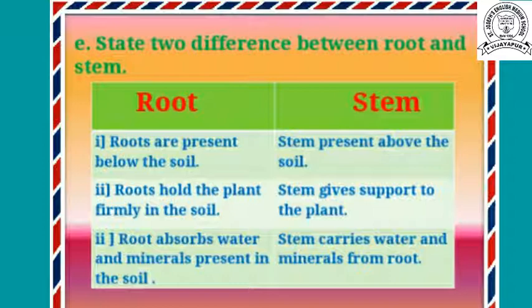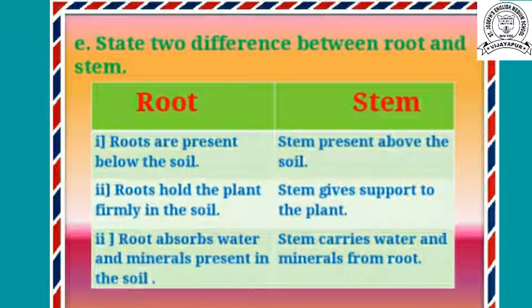Here is the difference, children. Root absorbs the water and minerals which are present in soil, but stem does not absorb. It carries. Carries means what? Moves from one place to another. Stem carries water and minerals from the root. Means whatever water and minerals the root absorbs, it comes into stem, and at that time the stem carries water and minerals from the root.